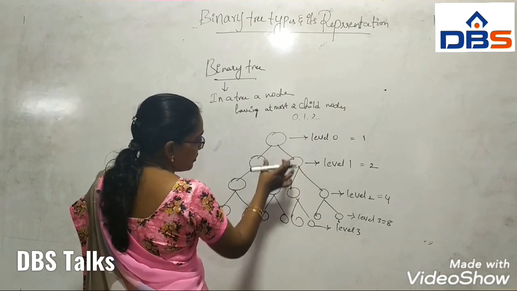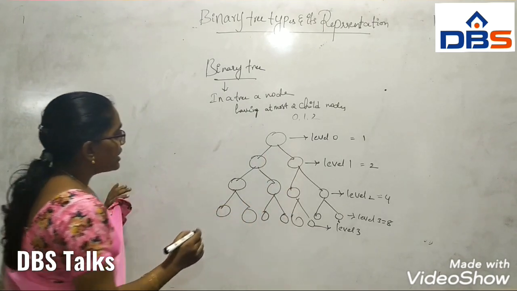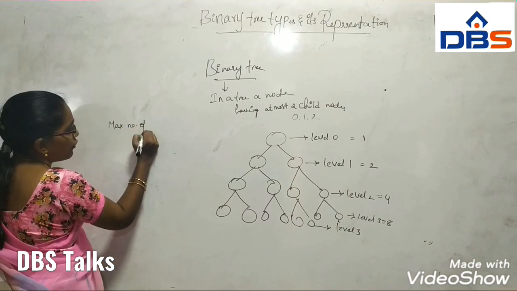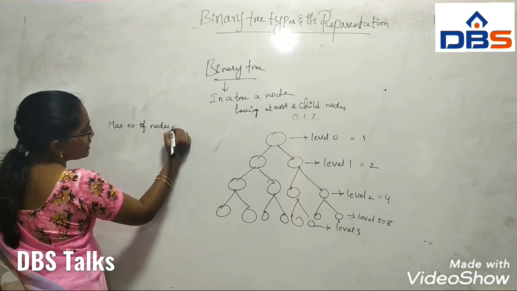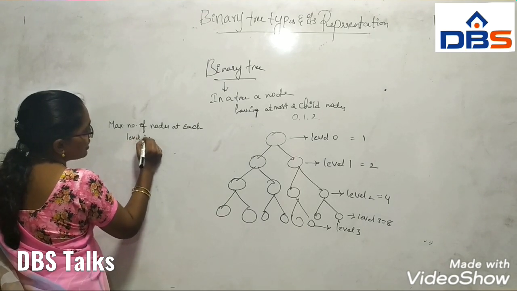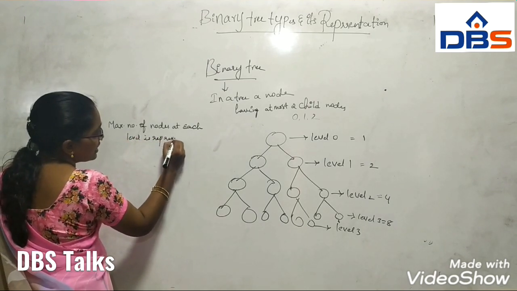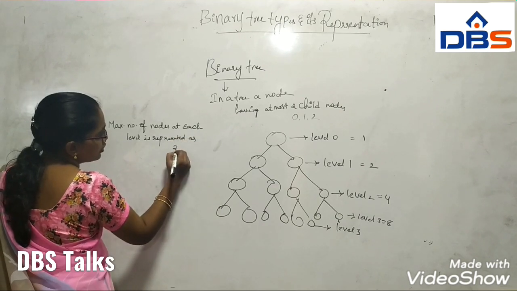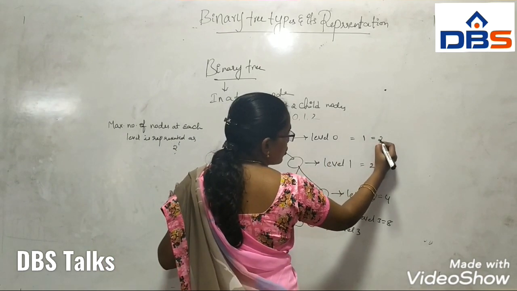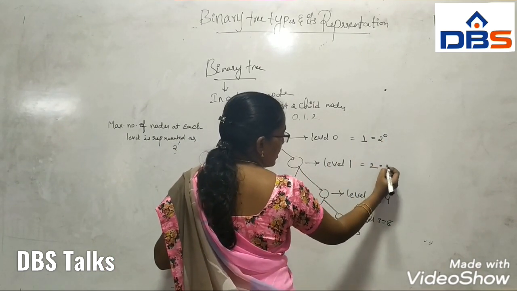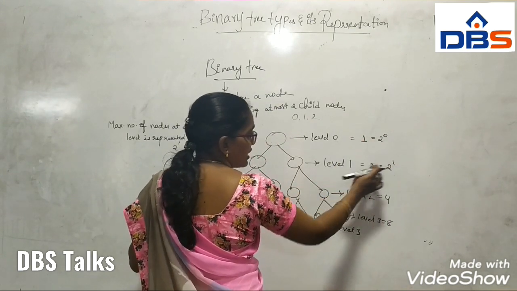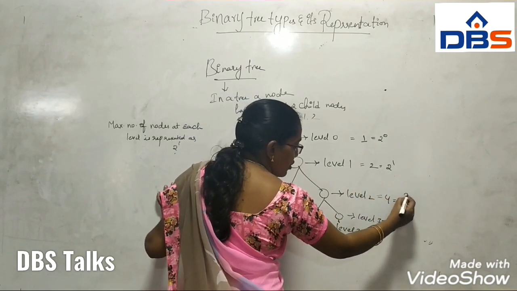See, from this we can say that the maximum number of nodes at each level is represented as 2 power i. At level 0, this is 2 power 0, that is 1. Here level 1, 2 power 1. Here the i value is 0. Here the i value is 1. Here the i value is 2.